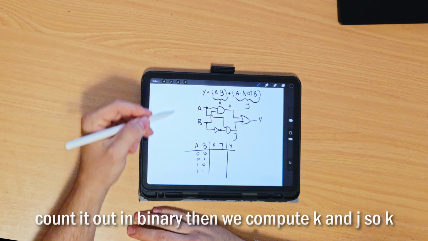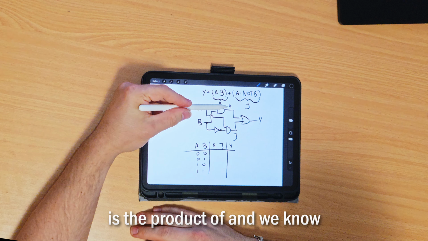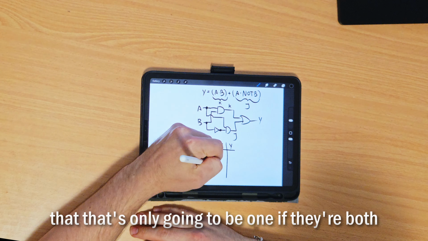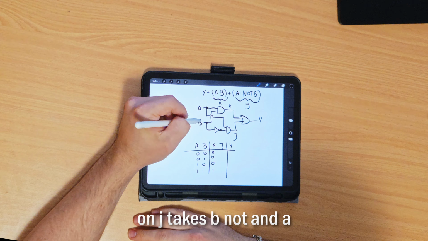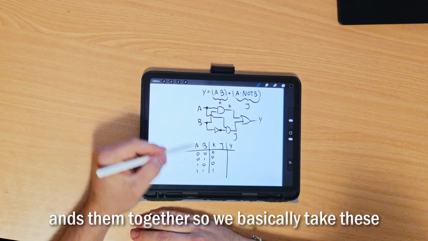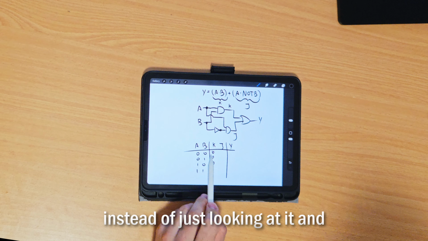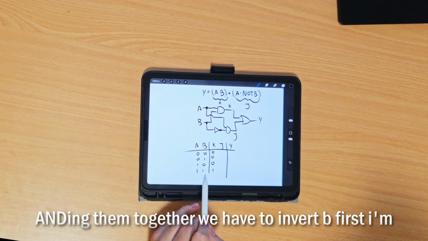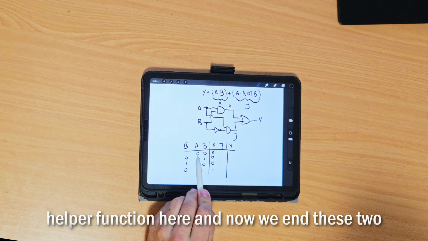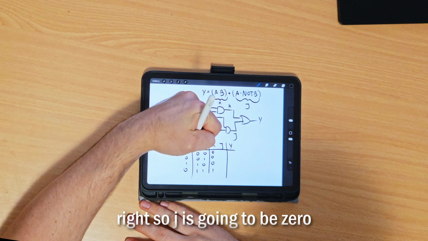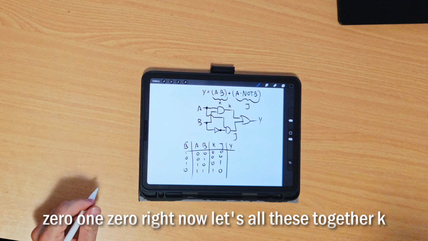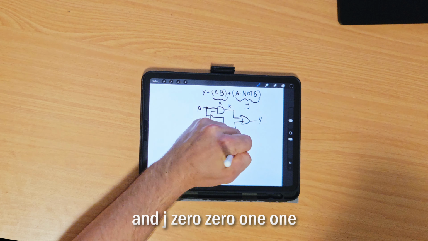Start from 0, count it out in binary. We compute K and J. So K is the product of AND. We know that that's only going to be 1 if they're both on. J takes not B and A, ANDs them together. So instead of just looking at it and ANDing them together, we have to invert B first. I'm just going to draw a little helper column here. And now we AND these two. Right. So J is going to be 0, 0, 1, 0. Righto. Now let's OR these together. K and J. 0, 0, 1, 1.